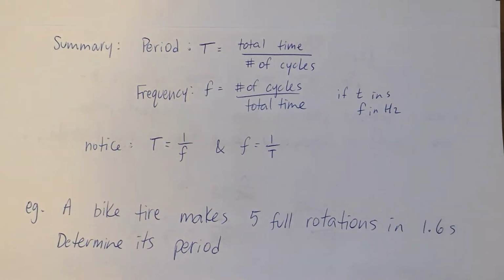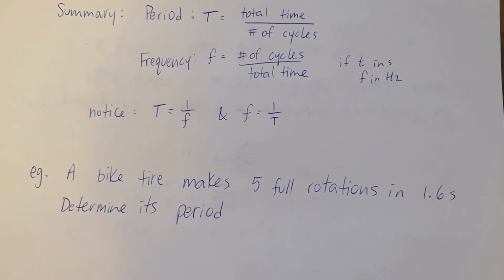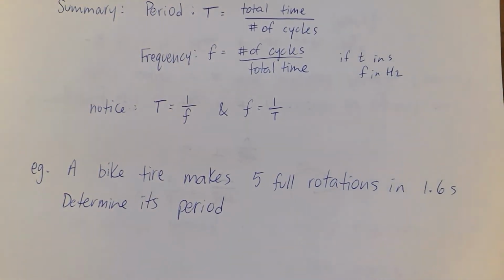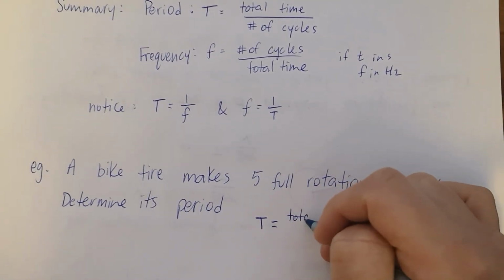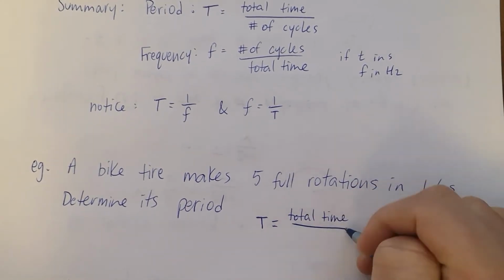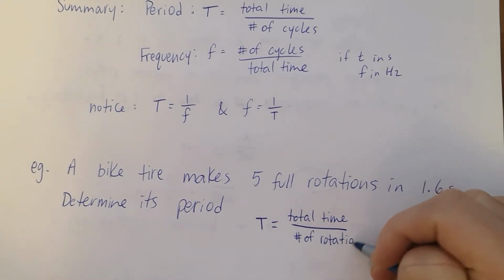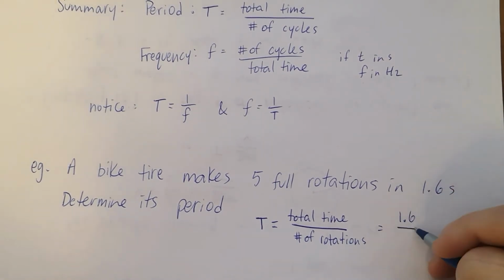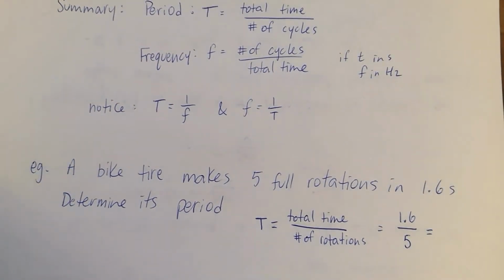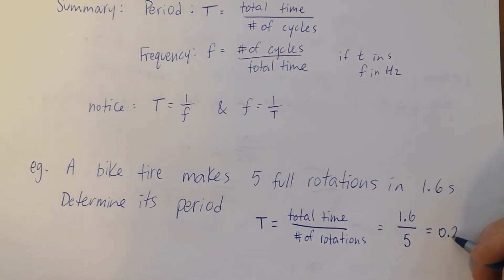So check this out. I'm going to say a bike tire makes 5 full rotations in 1.6 seconds. We're going to determine its period. Okay? Period's the time divided by the number of rotations. So that's going to be our 1.6 seconds divided by our 5 rotations. Okay, so I get an answer of 0.32.